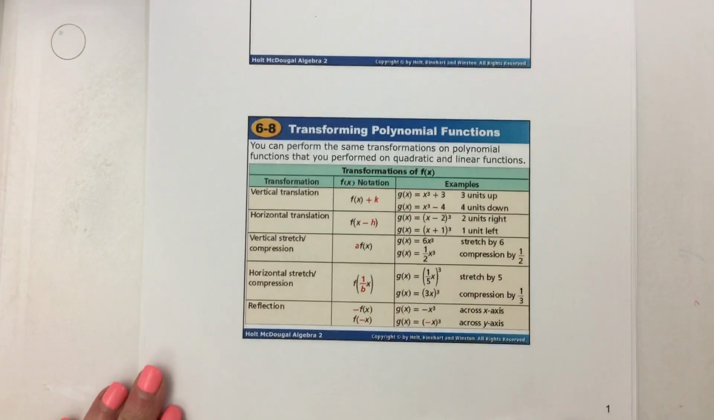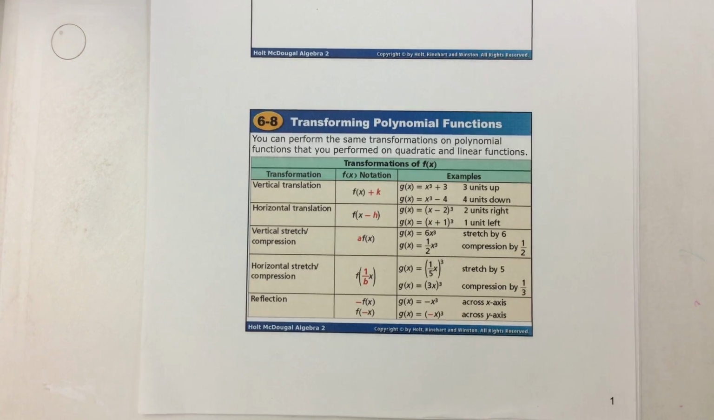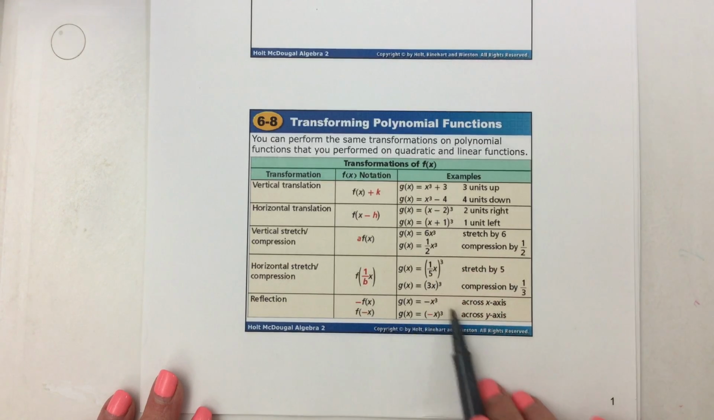Today in Algebra 2, we are going to look at transforming polynomial functions. Now the cool part about this is we have already done lots of transformations in this course so far this year. We have transformed points, lines, quadratics, so you have seen all of these different rules, okay?